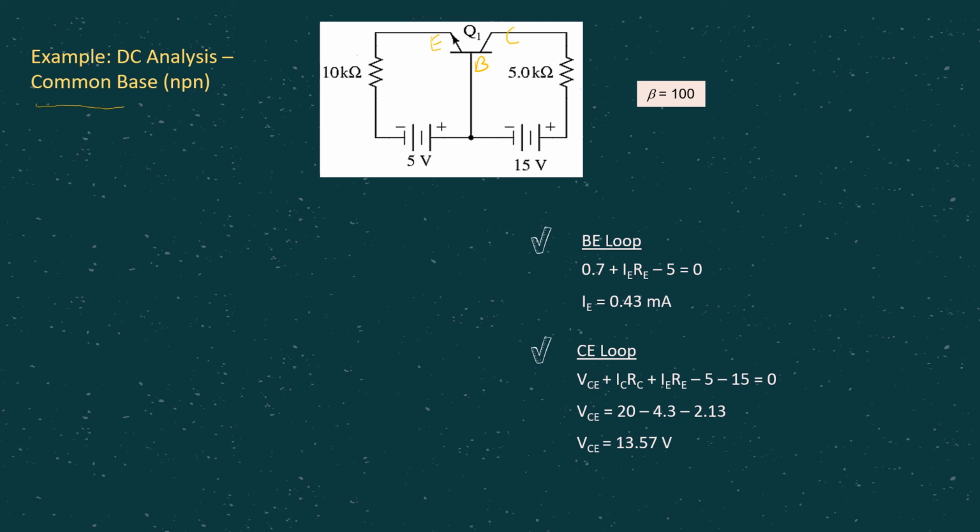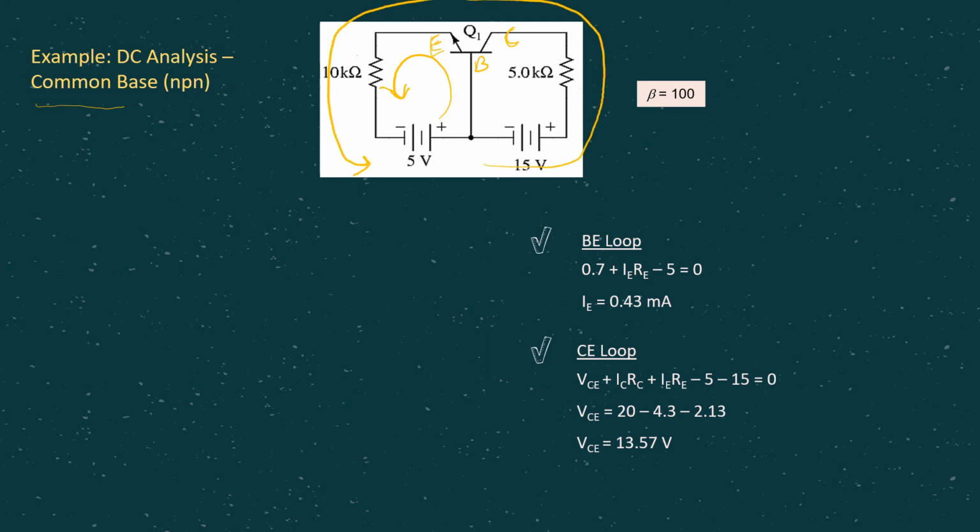Easy. The BE loop is the one involving the BE junction, right? So this should be the BE loop. But where is the CE loop? The CE loop is actually involving the CE junction. So this is the C, this is the E, right? So where is the loop? It should be the outer loop here.